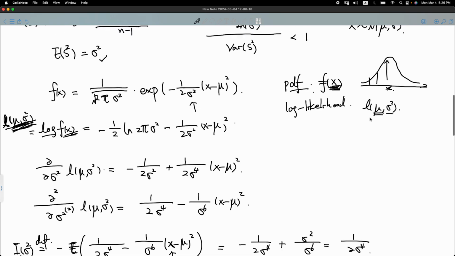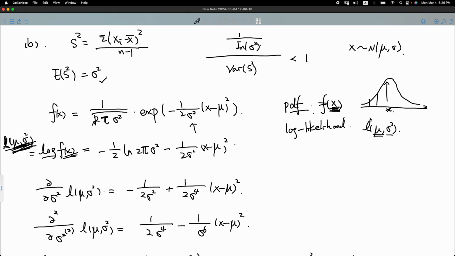Okay, so maybe just to summarize, first of all, we start with the sample variance, which is the formulation of this one. And then we are interested in the efficiency to check whether it's greater or less than 1. And this efficiency is defined as the Cramer-Rao lower bound over the variance for your estimator S squared. So here, up to this point, we are only working on the numerator.